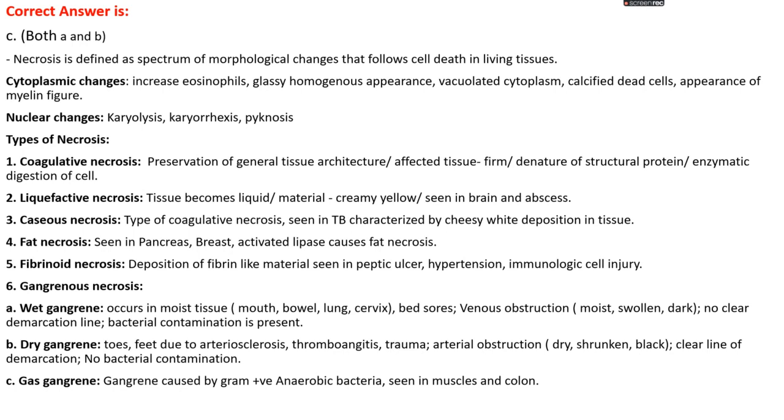And dry gangrene mainly occurs in extremities like toes and feet, due to arteriosclerosis and sometimes thromboangiitis, trauma, or arterial obstructions. The affected structure seems dry, shrunken, and black in color. There is a clear demarcation between the gangrenous part and the healthy part, and no bacterial contamination takes place. Okay. And gas gangrene is the gangrene which is mainly caused by gram positive anaerobic bacteria, mainly seen in muscles and colon.